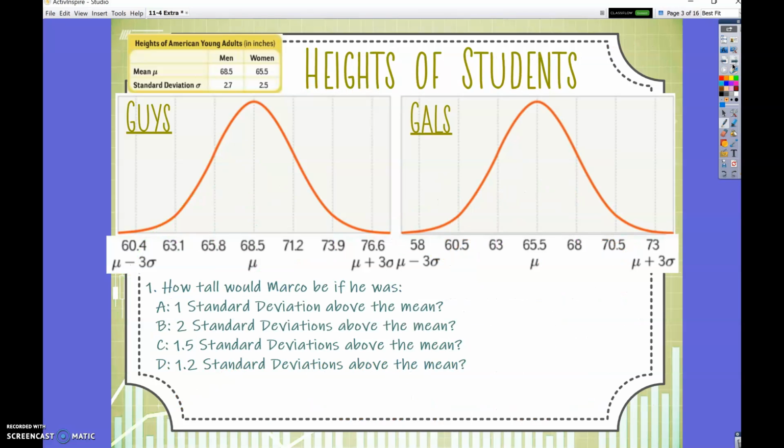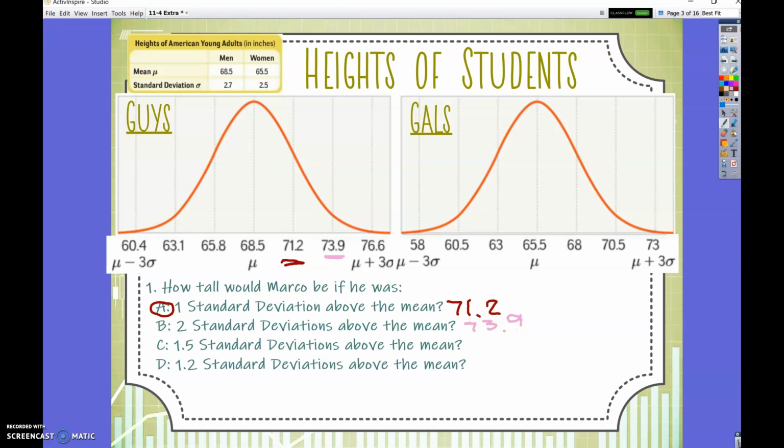Now, when it comes to talking about actual data, here we have Marco. So if we look at the guys, we've got 1 standard deviation above for part A. Well, if he's 1 standard deviation above, that means he's right here. He is 71.2 inches tall. If he's 2 standard deviations above the mean, we'd want to look to the right again, so we'd go over here to 73.9. That's how tall he would be.